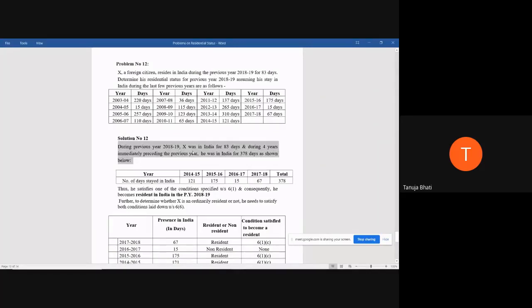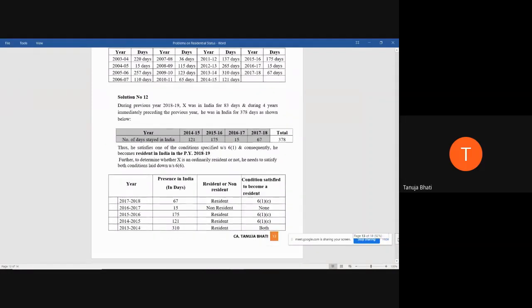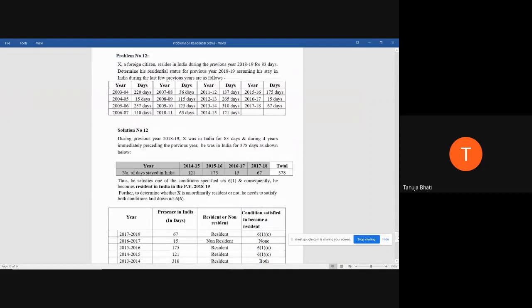During the previous year 2018-19, X was in India for 83 days, and during the 4 years immediately preceding the previous year, he was in India for 378 days. How did we get 378 days? It is calculated based on what I showed you earlier. Thus he satisfies one of the conditions specified under section 6 subsection 1, and he consequently becomes a resident in India in the previous year 2018-19. Now once he is a resident in India, the next step is to check whether he is ROR or RNOR.